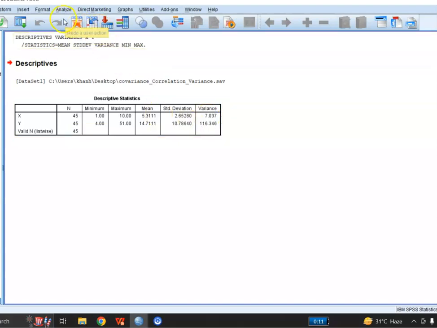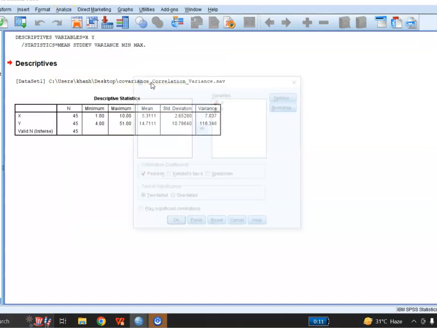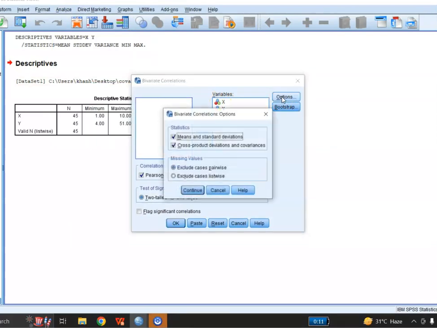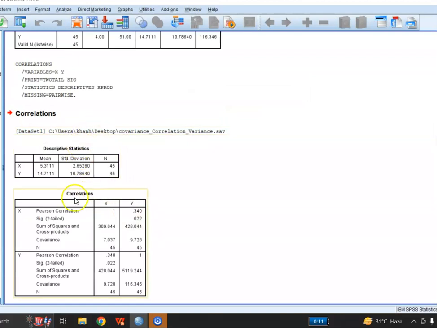Now I want to calculate the correlation coefficient and covariance between x and y. For that, I'll go to bivariate, and then this time I'll check these two. I need these means and standard deviations, and since I need to calculate covariance, I will click on this and continue. And after this, when I click on this, I have these two tables.